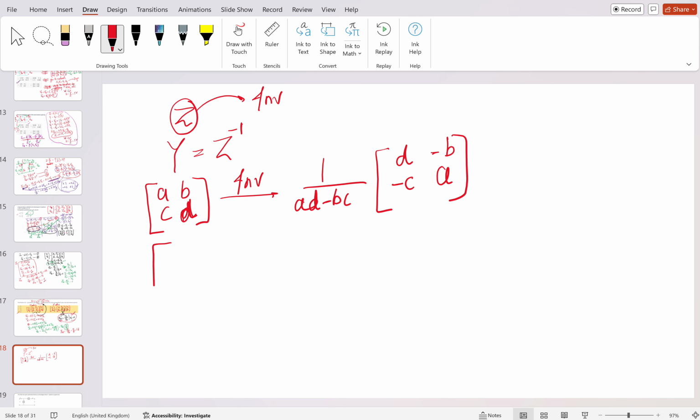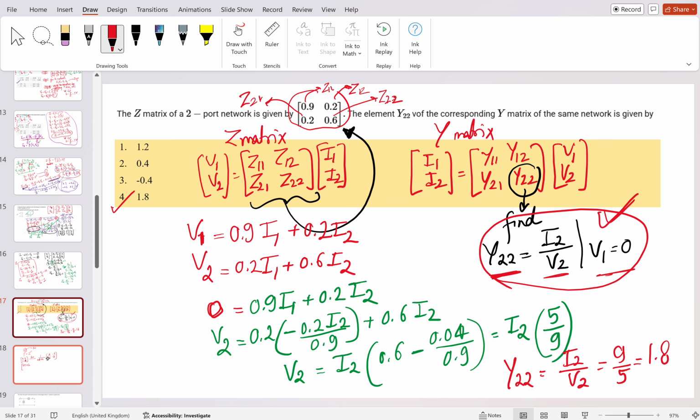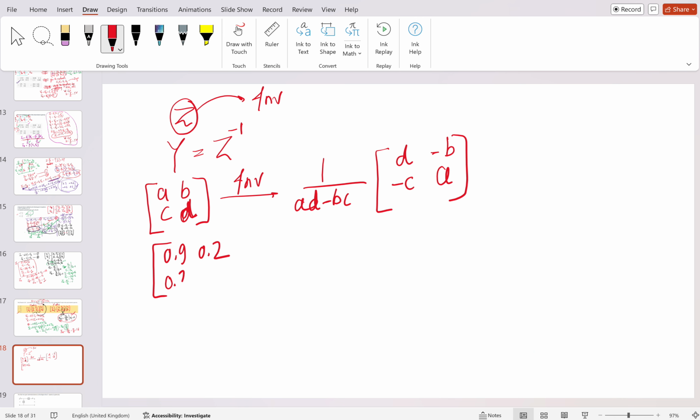What is given here is 0.9, 0.2, 0.2 and 0.6. Let's find the inverse of this. What will be the value here? This will be equal to AD minus BC. AD will be 0.9 multiplied by 0.6 minus 0.04. It will come out to be 1 upon 0.5.